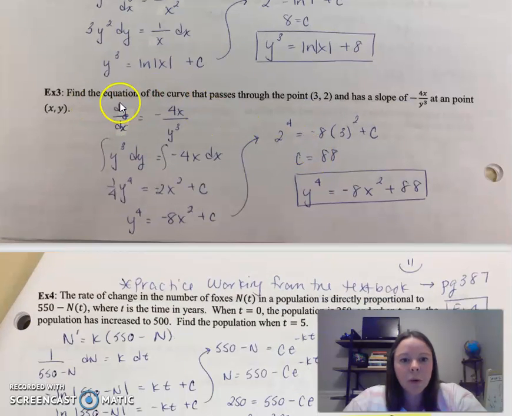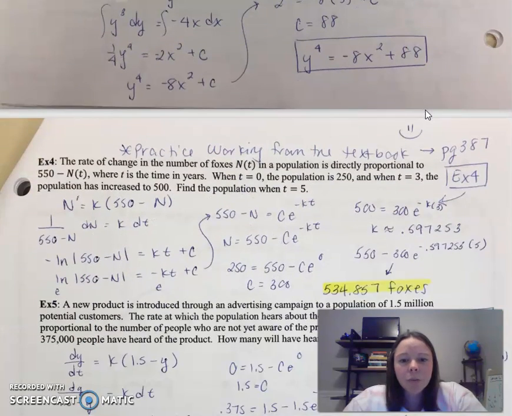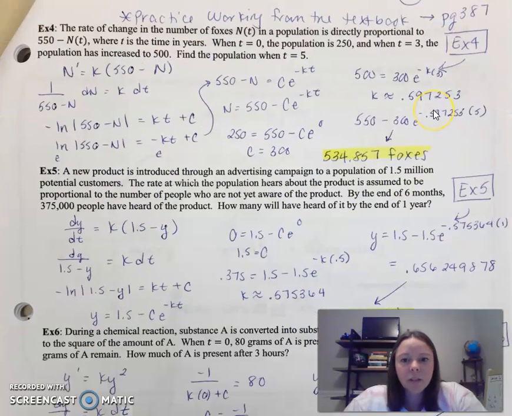All right, so find the equation of the curve that passes through this point and has this slope at a point x, y. Having a slope means that's the slope of the tangent line. So dy dx is equal to this. That's what I wrote here. So separate your variables, do the antiderivative of both sides, use your ordered pair to find c, and go from there. Pretty straightforward.